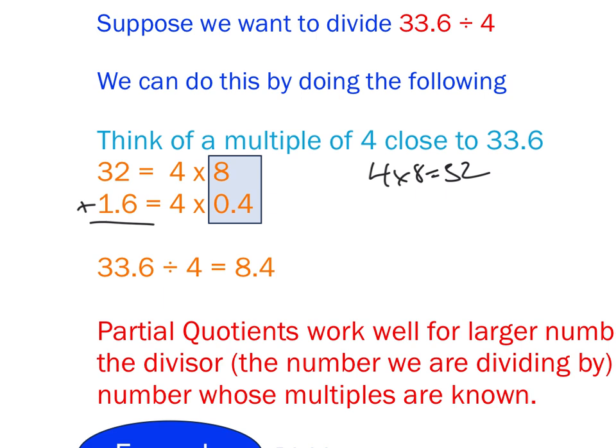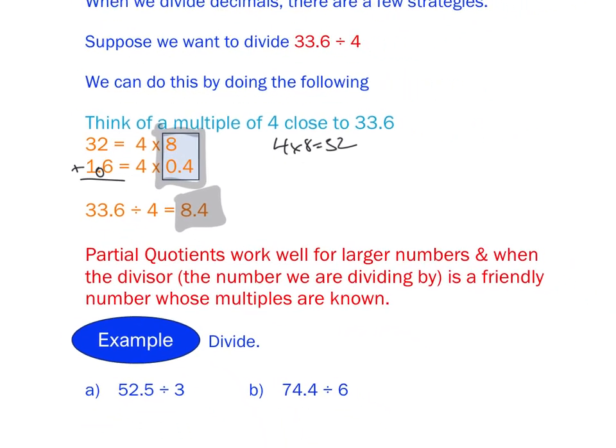And for a second, what you can do is you can forget about this. You can just think about, well, 4 times what is 16? 4 times 4. But then we're just going to put a decimal in front of it, and it's 4 times 0.4 is 1.6. So then what we do is we take these numbers right here and we add them together. We add 8 and 0.4 together and it gives us 8.4. So that's a way of dividing these numbers using partial quotients.